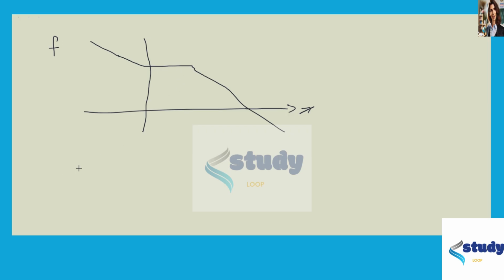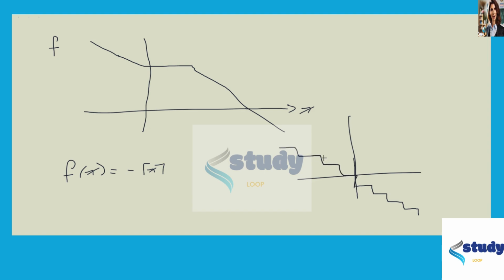A concrete function would just be f of x is negative the ceiling of x. And if you just draw this, it will look something like this. And then it goes up like this. So clearly it's a decreasing function because it's going down, down, down, and down. But it's also not a one-to-one function because these x values attain the same y value.